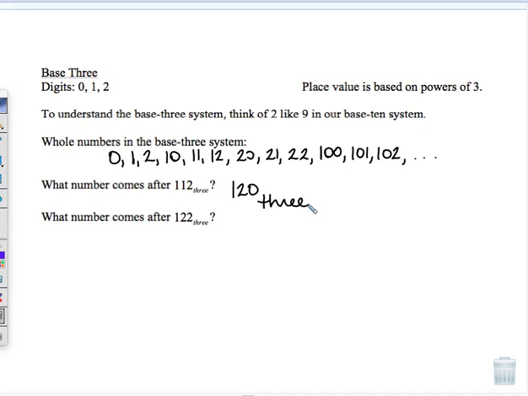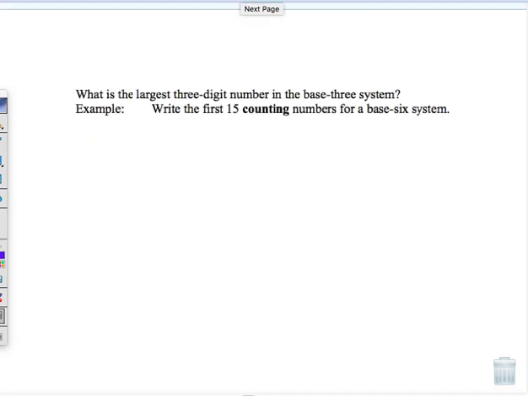There's no digit of 3. My next number after 122 would be, that's like saying 199. My next number would be 200, base 3. And this is one of those things that if you have not ever learned before, it is different. We are very comfortable in base 10 because that's what we've learned all of our lives.